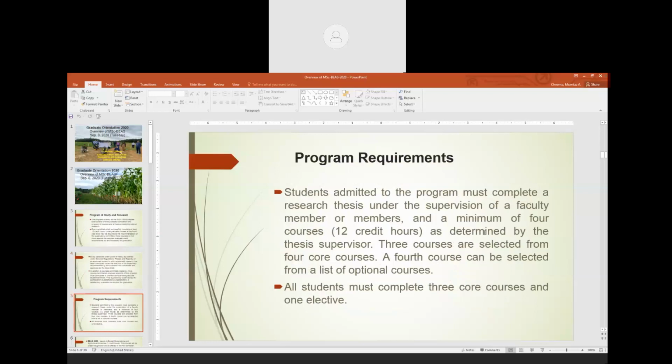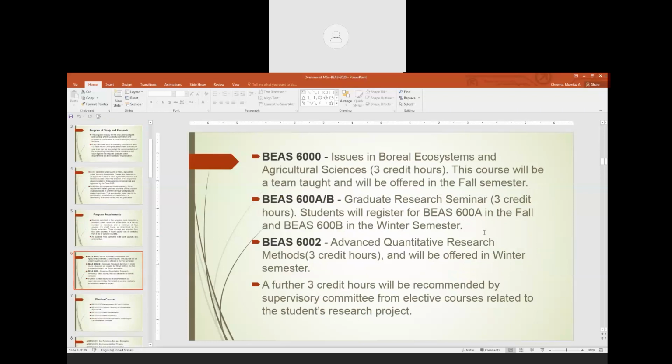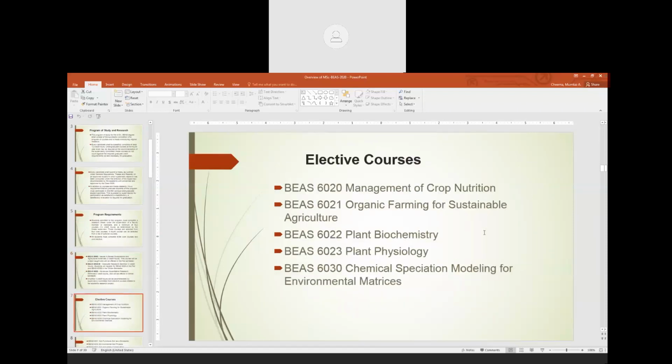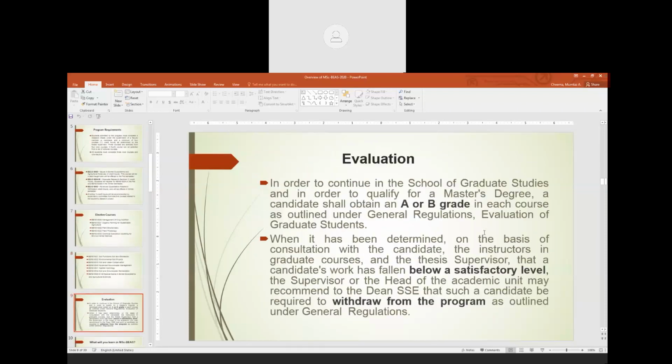Okay, program requirements. As I explained a bit earlier, the student has to complete 4 courses, and I explained them in detail. These are those courses: 6000, 600A and B, and 602, and a further 3-credit course. These are the list of elective courses you can see.